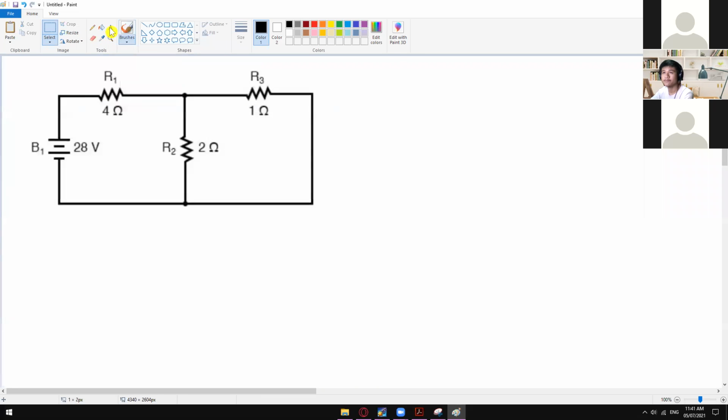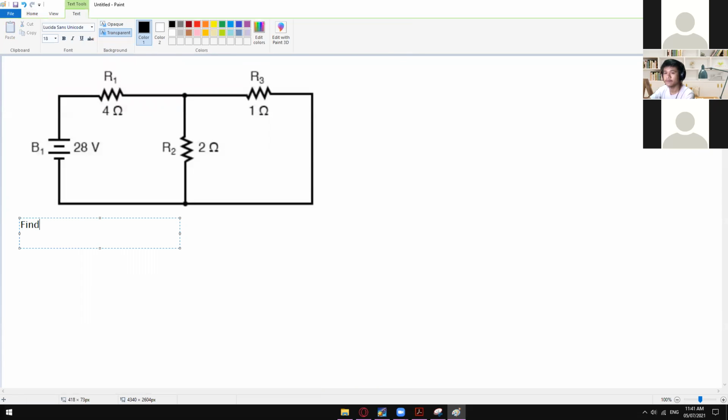So we have to find, let's say, I total and R total. V total is already given, which is the 28 volts. So we can also find here the I1, I2, and then the I3. We can also find, of course, the voltage drop across R1, the voltage drop across R2, and the voltage drop across R3. Okay, so those are the things that we need to find.